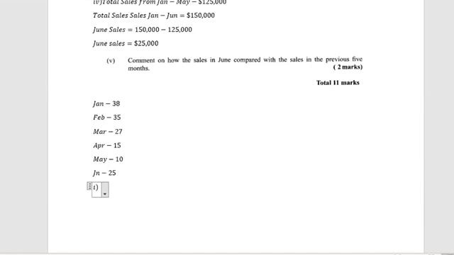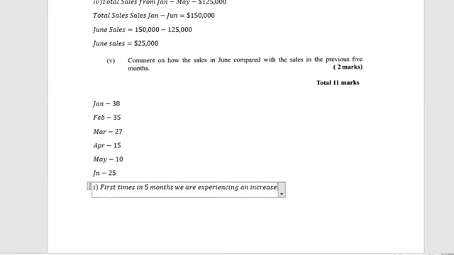Yeah. So for the first time in 5 months, it is an increase, because we're moving from 10,000 to now 25,000. So for the first time in 5 months, there has been an increase in sales. Because I realize January comes straight down to May, it has always been decreases. So for the first time in 5 months, we are experiencing an increase. So this is the only month that has shown an increase.